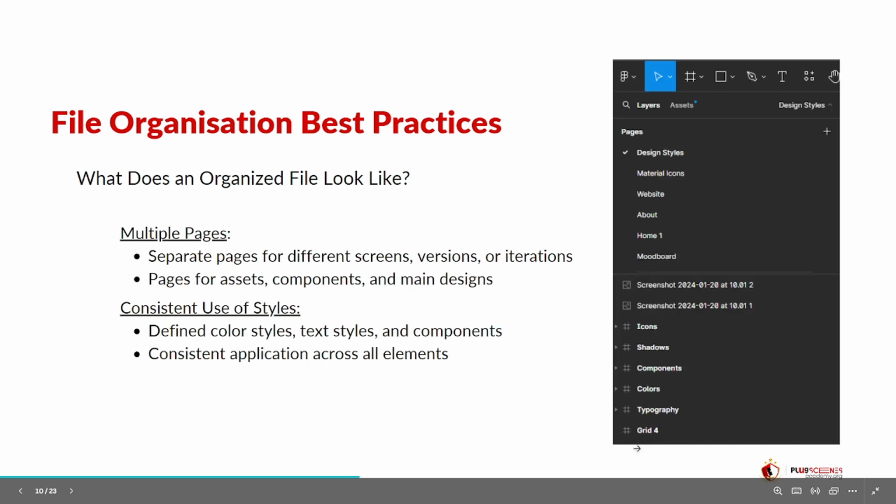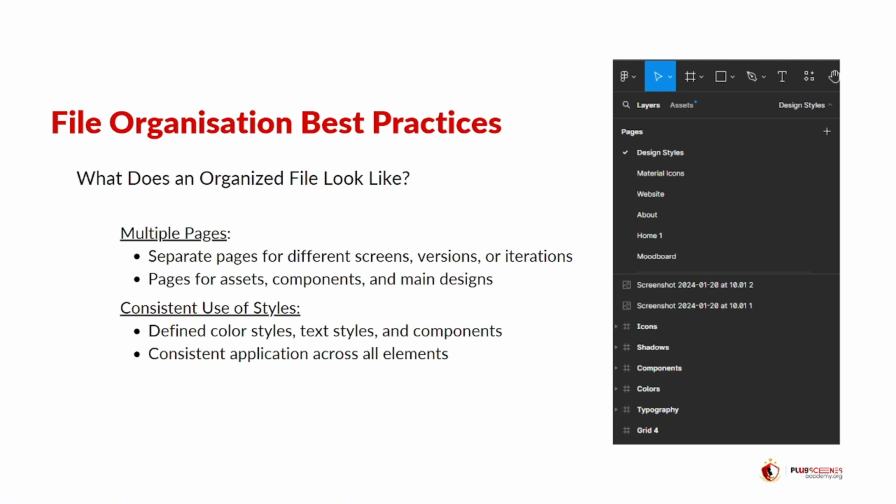Moving on to the next file organization best practice, we have multiple pages, consistent use of styles, defined colors, styles, text. If you look at that example, you see how well arranged everything is. You can see icons, you can see colors. They all have their own frames and they are well arranged and well named. If you open that color, you're going to see maybe green, yellow, red, and then someone can just go and copy the color code and then use it to continue the design templates on this file.